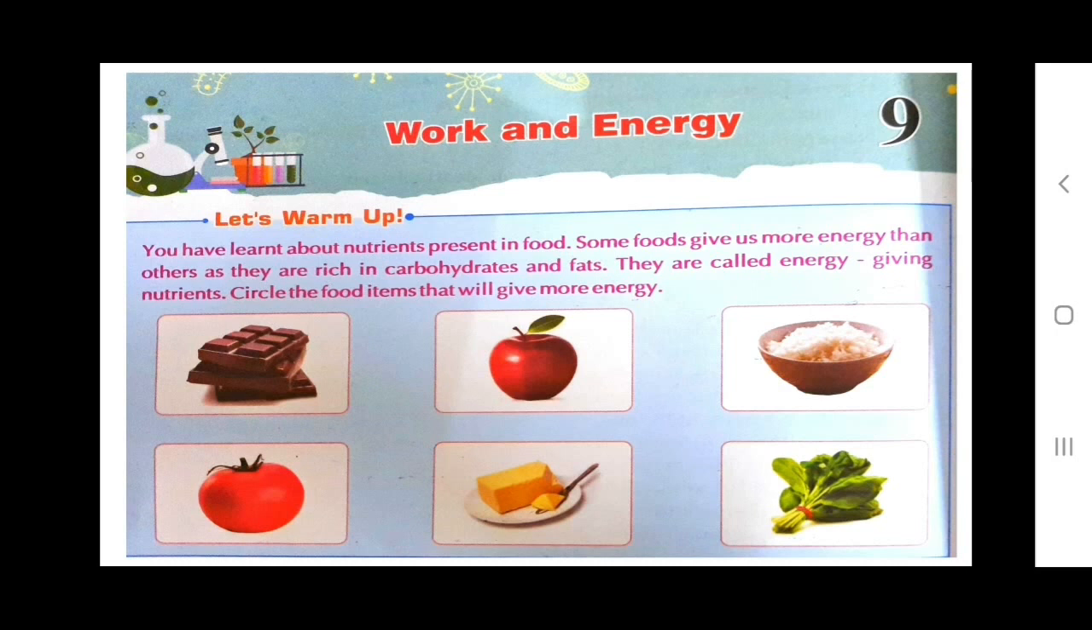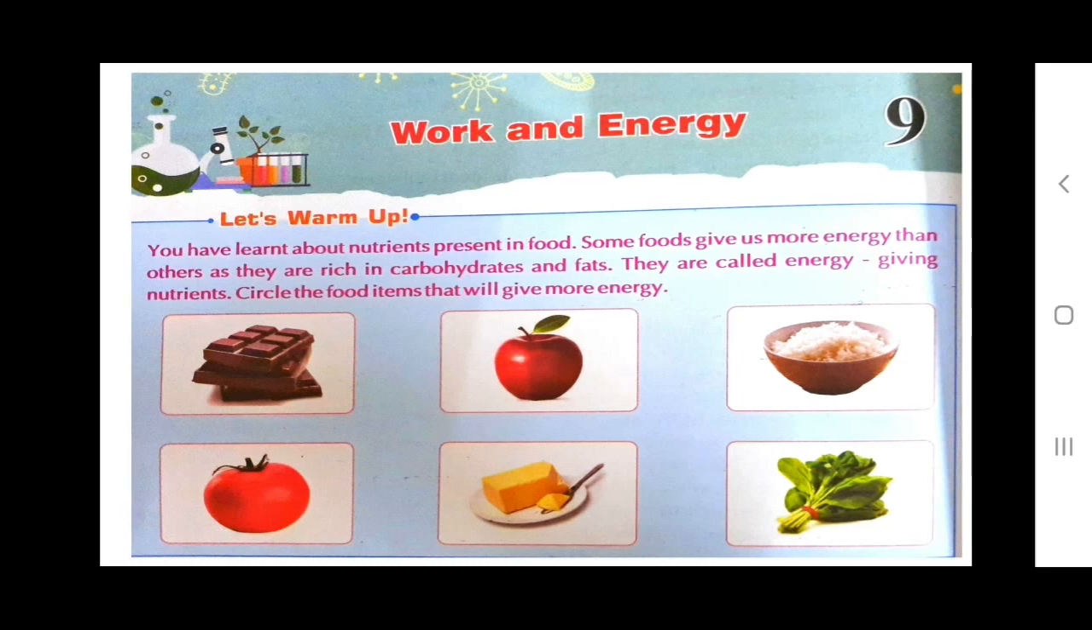Butter, yes, again a source of fats which is an energy giving food. So circle butter also. Then spinach is rich in iron, not in carbohydrates or fats. So you will circle chocolate, bowl of rice and the butter. Right? Now let's read further.